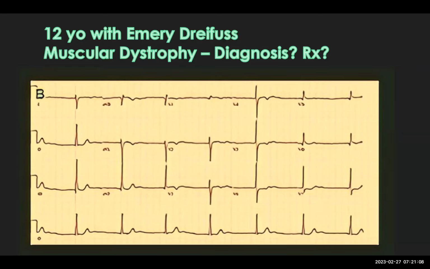So what I see here is I don't quite see the P waves before each QRS. I see T waves after the QRSs and some deflections that could be retrograde P waves, but I'm not sure about that. I wonder if this muscular dystrophy is associated with some arrhythmias that unfortunately I'm not sure about.